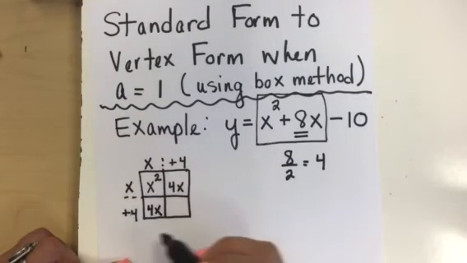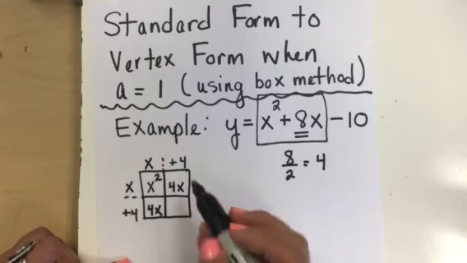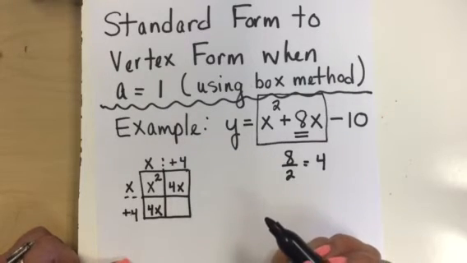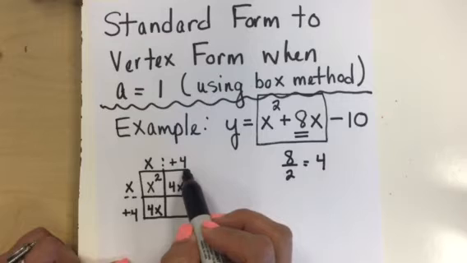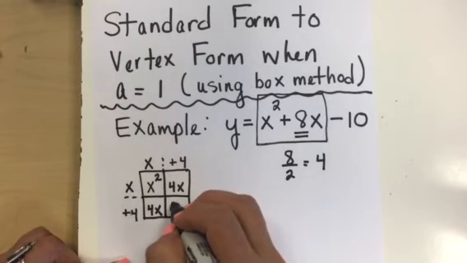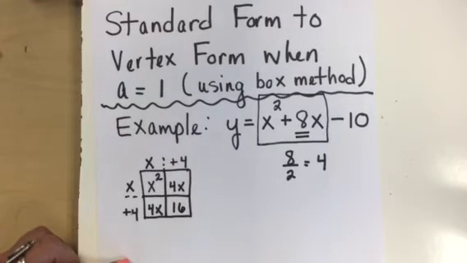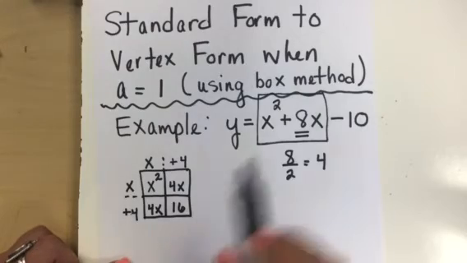Now here's the missing piece. To complete this square, what would the area have to be for the missing square? Well, if this length is 4 and this width is 4, 4 times 4 would have to make this a 16. So now we've completed the square for our quadratic.